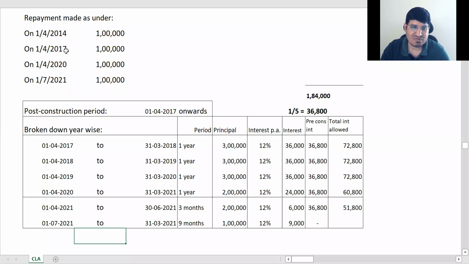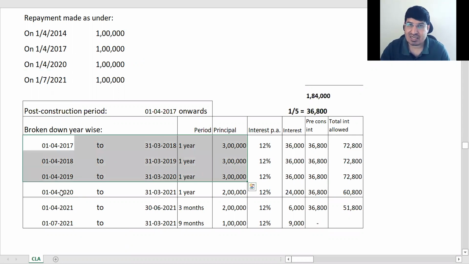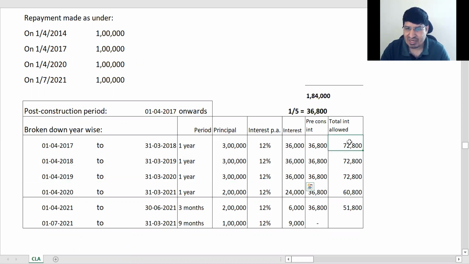Okay, now next is 1/4/2017. We have repaid 1 lakh, correct? So which is why in this year the principal has become 3 lakhs now. Okay, and after 2017 it's only 2020 year. So that's why these 3 years will have the same 3 lakh, 3 lakh. 3 lakh into 12%, all 3 are 36,000. Okay, and what I've done here is you can see the pre-construction interest I've put in the first 5 years. So this is your pre-construction interest, and here I've put it in the first 5 years, 36,800.